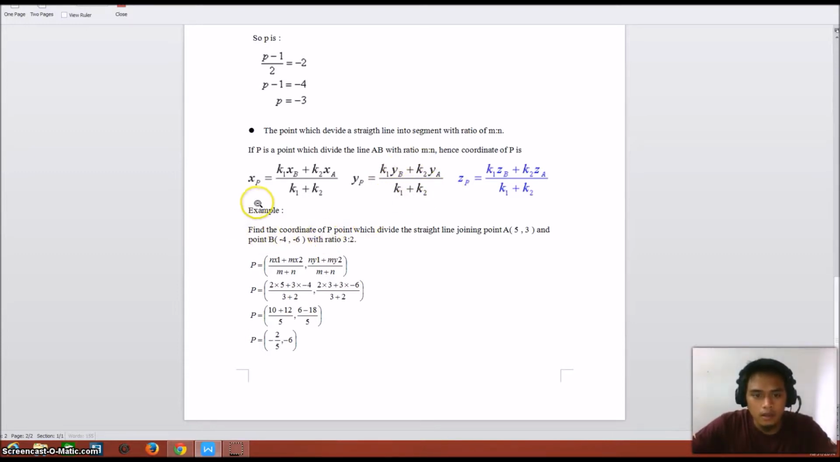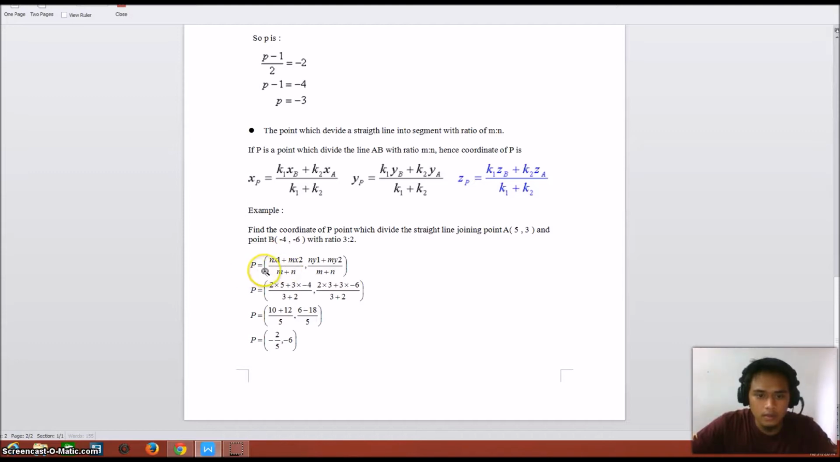Okay, I have one example here. Find the coordinate of point P which divides the straight line joining point A, given here as (5, 3), and point B (-4, -6), with ratio 3:2. Okay, we take a look at this formula. This is for the x value and this is for the y value. Okay, just put it like this.